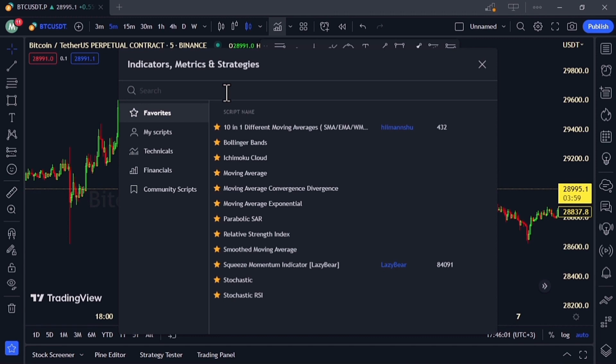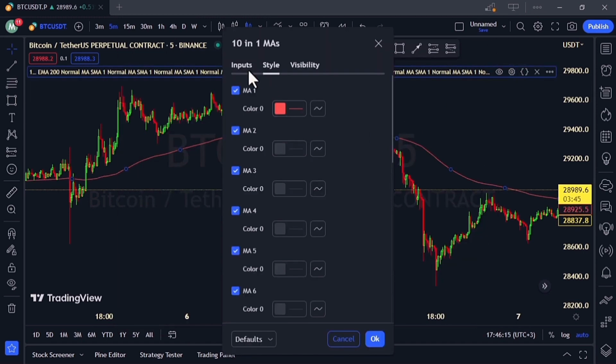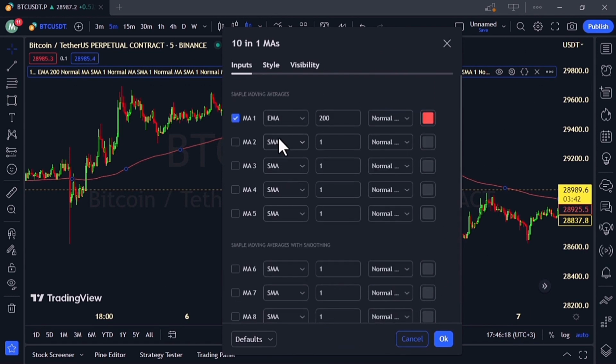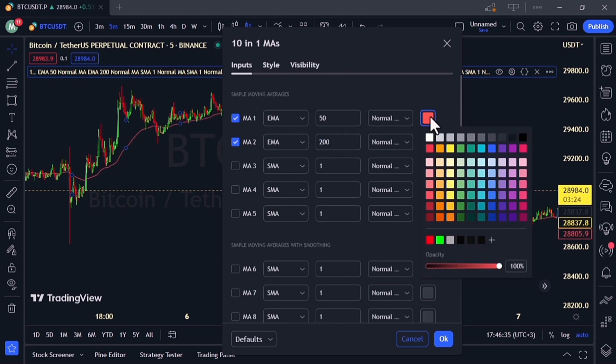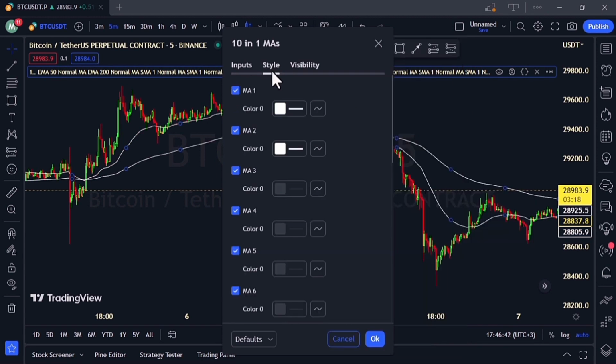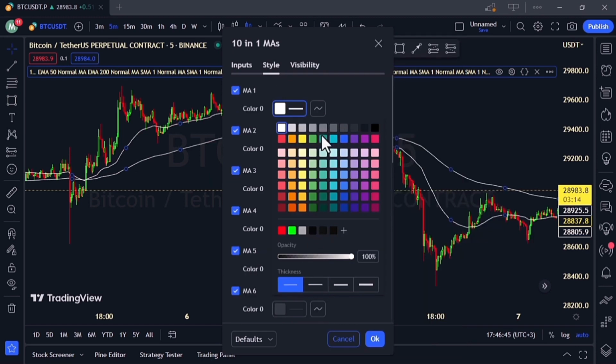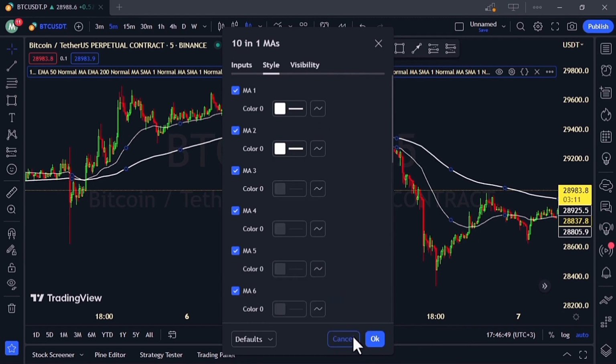In order to bring up more than 1 EMA on the chart at the same time, we can use this indicator, 10 in 1 different moving averages by Himanshu. You can search it for yourself. I've done it before. I'm going to bring it on the chart. And let's go to the setting. What I do is, you can see you can use lots of EMAs, SMA, different types of moving averages, but I'm going to change the second one also to EMA. Make it activated, change the duration of the first one to 50 and the second one to 200. And the color, the thickness is up to you. I'm going to do it my way. You can do it any other way that you like.